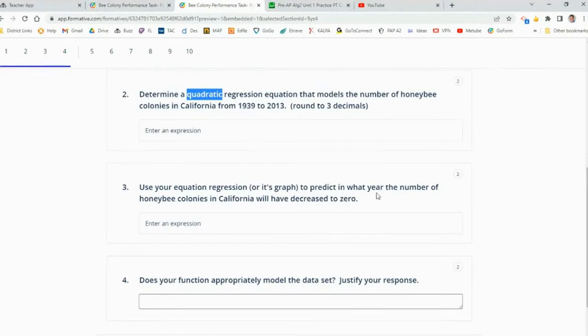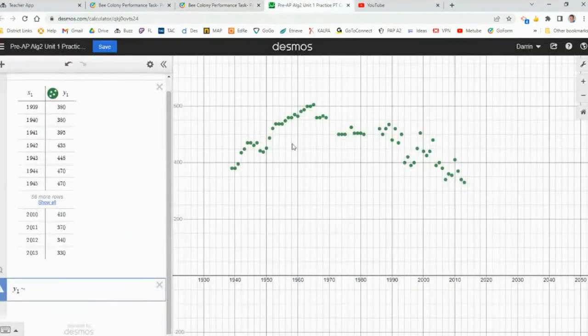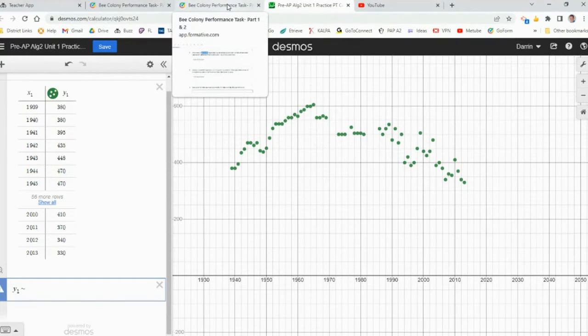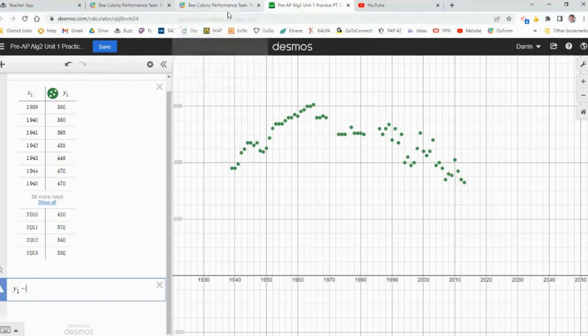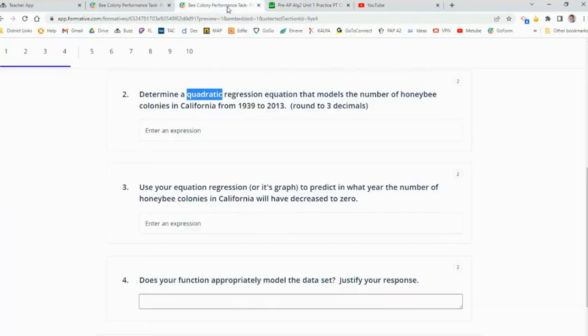And then use your equation or the graph, because the graph's a lot of times easier, to predict in what year the number of colonies will go to 0. Because if we look at it, it's going down, right? And so your quadratic equation, that graph is going to hit 0 somewhere down here. And if you look at the graph and find out what year it hits 0, that's the easiest way. Otherwise, if you use your equation, you have to set your equation equal to 0 and solve for x. So you can do it either way. Set your equation equal to 0, solve for x, or look at your graph that you're going to create, that regression equation, to see what year it hits 0.